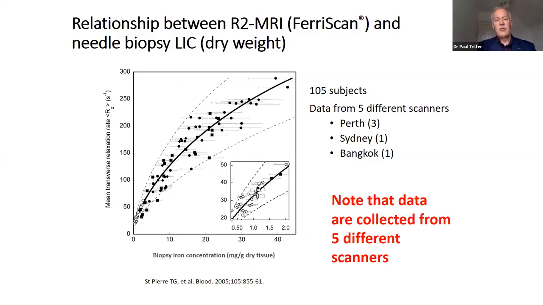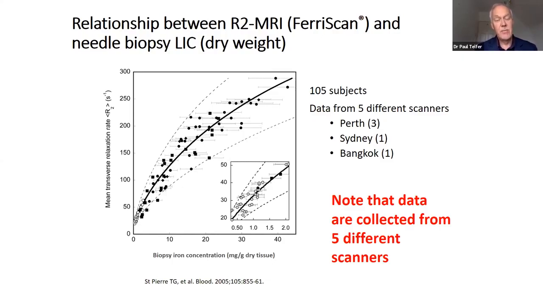Yeah, so this is the validation of FerriScan, which involved liver biopsies. What you see here is the biopsy liver iron concentration on the x-axis, and the liver iron as assessed and quantitated using the MRI, the R2 MRI technology, on the y-axis. And you can see that there is a strong correlation, and you can see in their studies a good agreement between the methods.